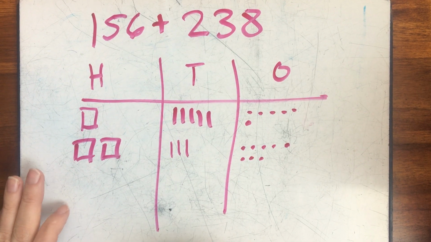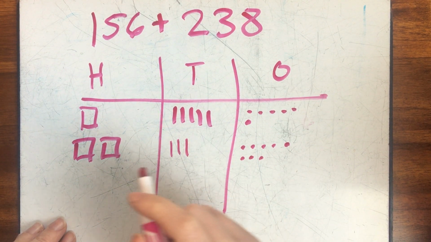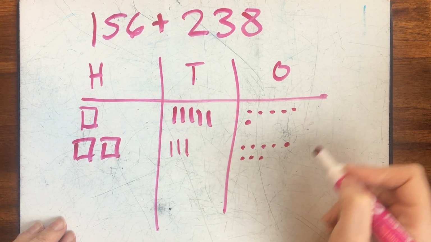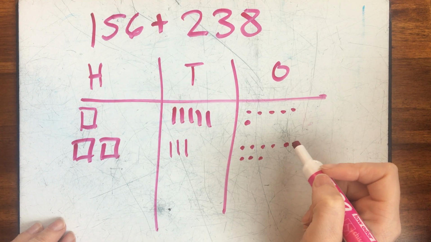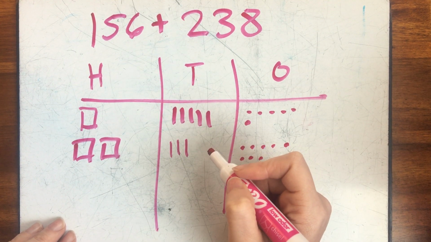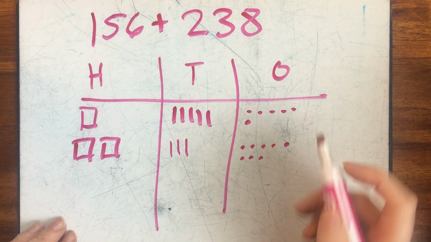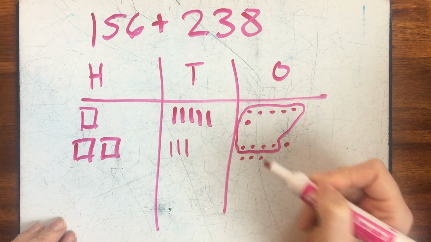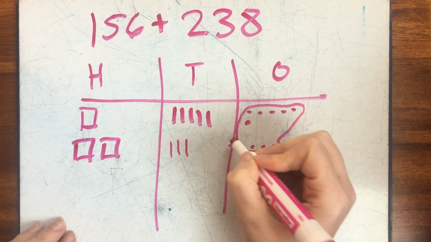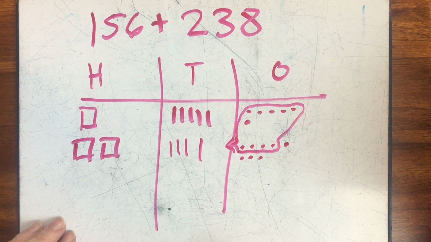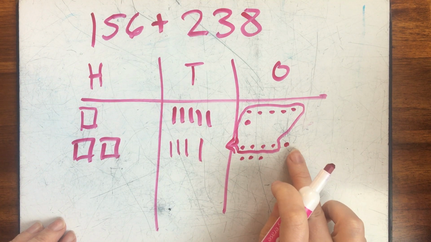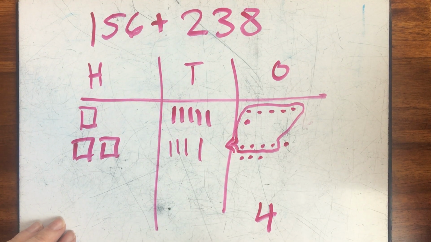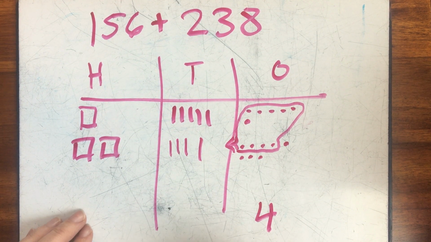Okay, now I'm ready to add the ones, the tens, and the hundreds. I see that I have more than 10 ones, which means I can take 10 ones out and turn them into a 10. Let me do that here. If I take these 6 and then I add 4 more, that will make a 10. So I'm going to circle those, move it over here, and make another 10. How many ones do I have left? Well, I have 4 ones left. So 4 ones here.